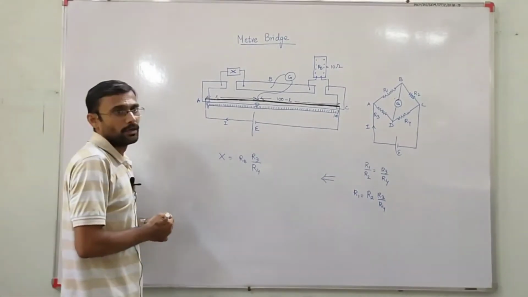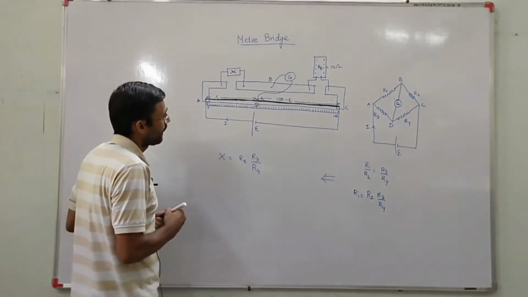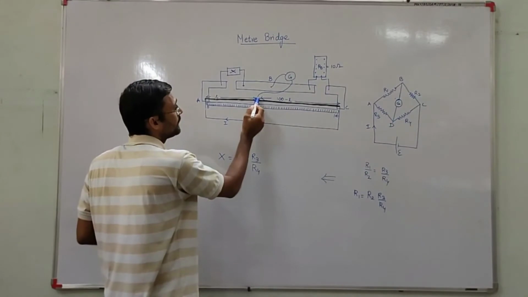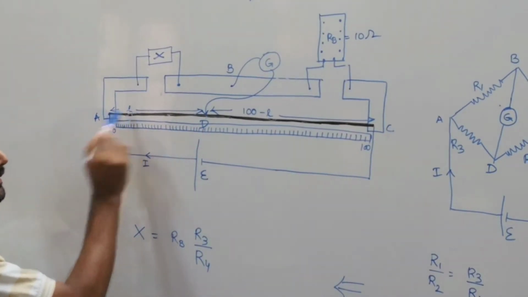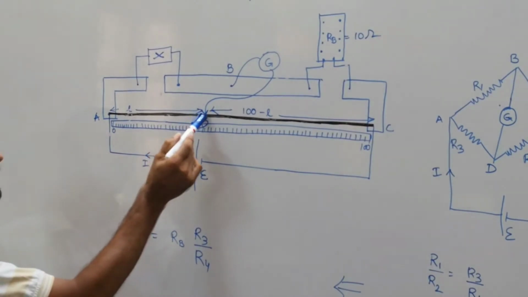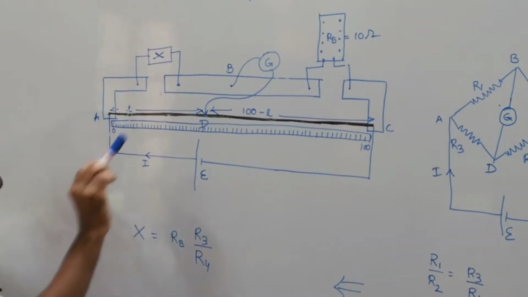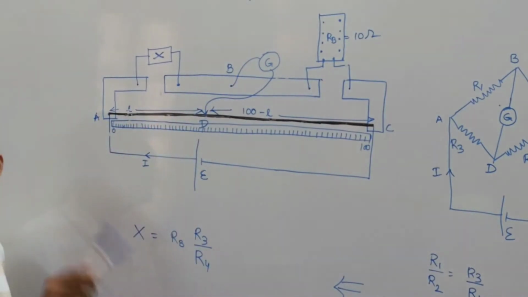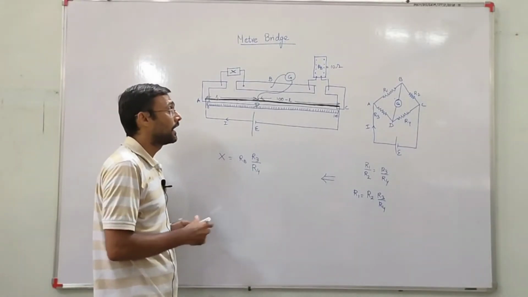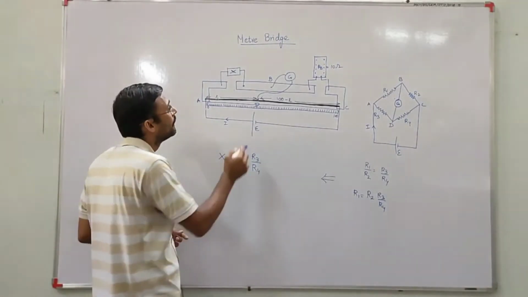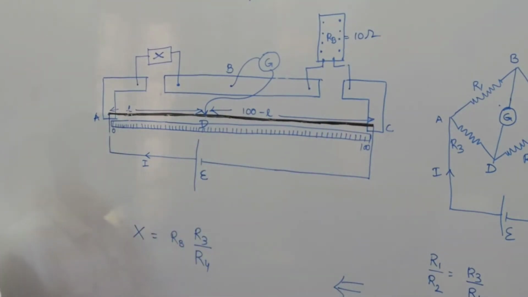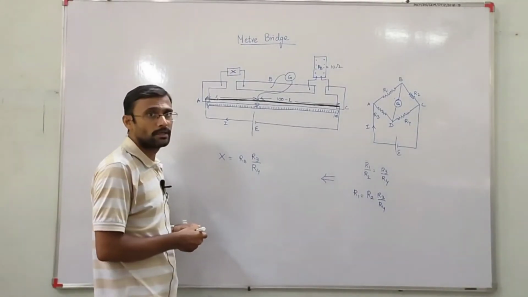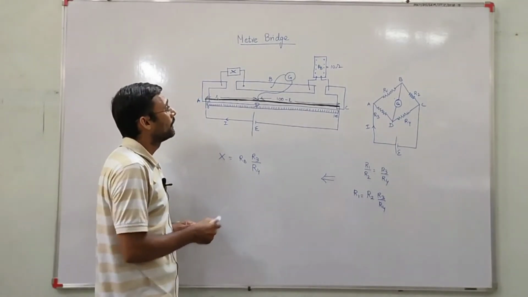That is adjustable. Now, when I slide this jockey on the left part of the wire, the galvanometer will show a deflection. That means it is in unbalanced condition. If I move towards the right, it will again show current in the galvanometer, and therefore again it is in unbalanced condition.